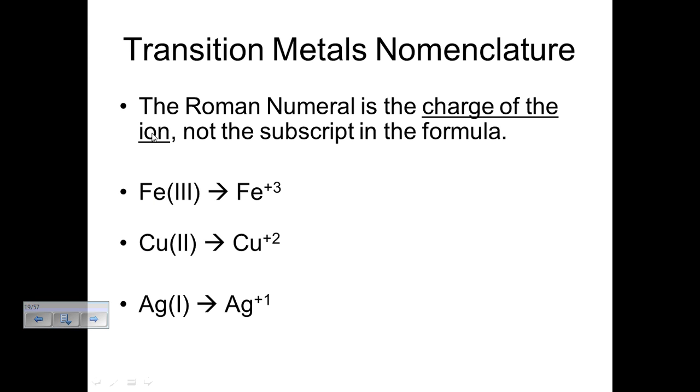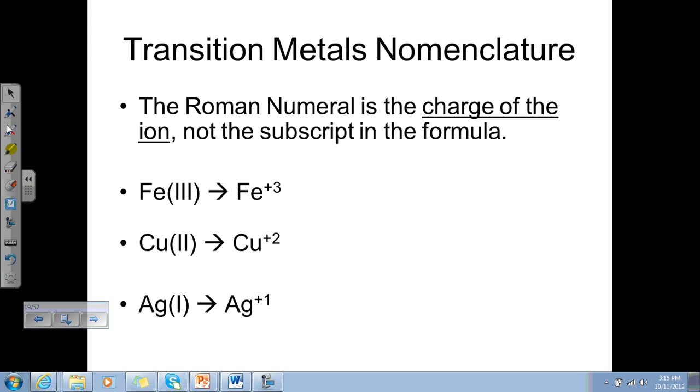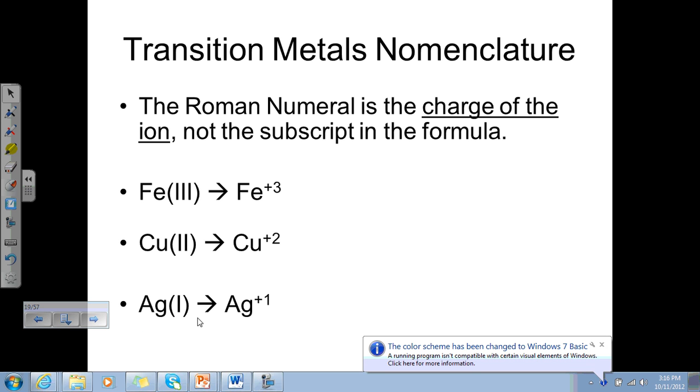So if I have Fe with the Roman numeral 3, that means that I have Fe plus 3. If I have copper with the Roman numeral 2, that means that I have copper with a plus 2. If I have silver with the Roman numeral 1, that means that I have silver with a plus 1. Okay?